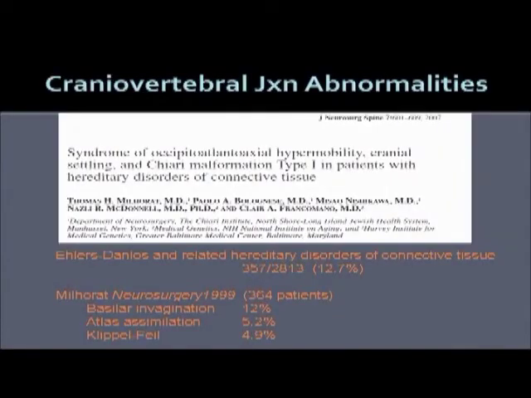In an earlier study of his from 2009, out of 364 patients, 12% had presented with basilar invagination, 5% with atlas assimilation, and another 5% or so had abnormalities of the cervical spine, such as Klippel. He makes a commentary in his paper here that these numbers may be a little bit high because of his referral patterns, but I think the point of the talk today is that as practitioners, these are things that we need to be looking for, especially when the patients first present or as we're following them long term to make sure that they don't develop these abnormalities.